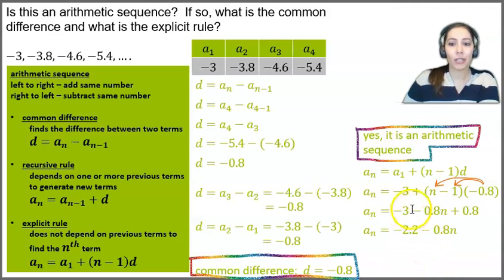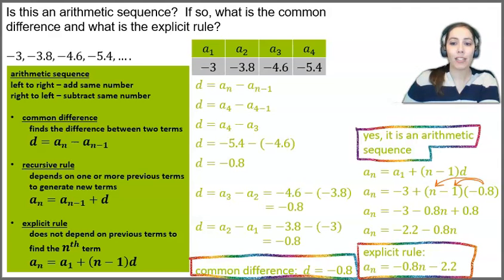Then I can combine terms. Negative 3 plus 0.8 is negative 2.2. So my explicit rule is a sub n equals negative 2.2 minus 0.8n. And then from here, sometimes you'll see it switched around because the terms are just being added or subtracted. You can switch them around. So my explicit rule for this one is a sub n equals negative 0.8n minus 2.2. That means whatever number or whatever position I'm trying to find, I'm just going to plug that in for n, and it will give me that position in my sequence.